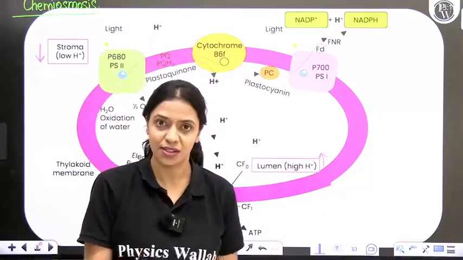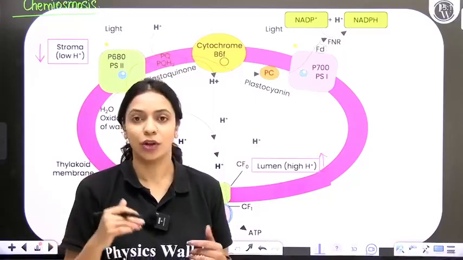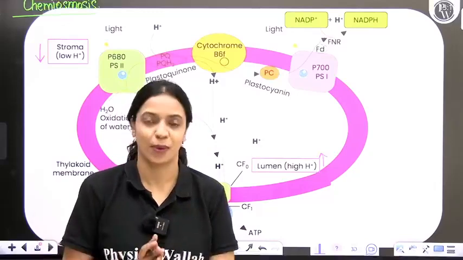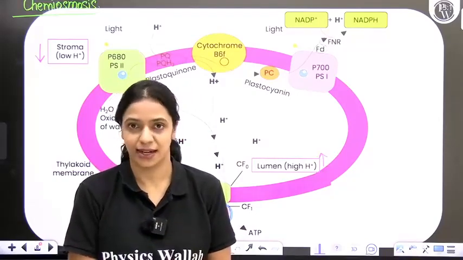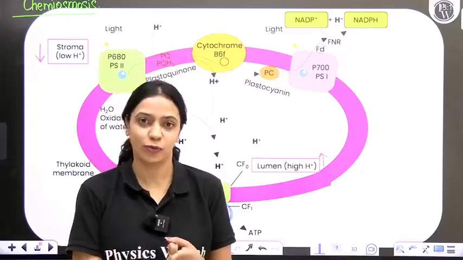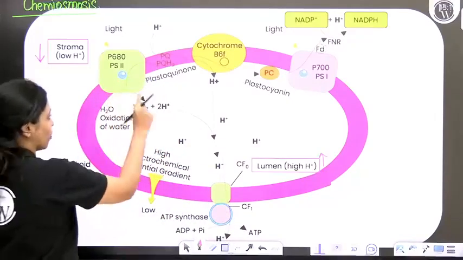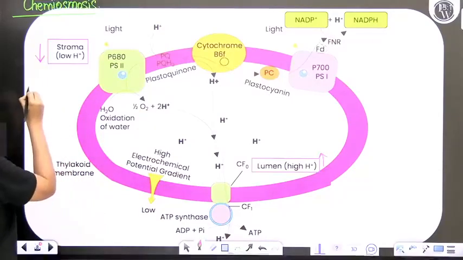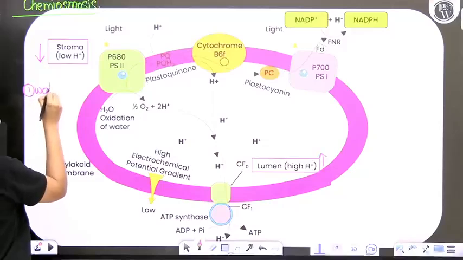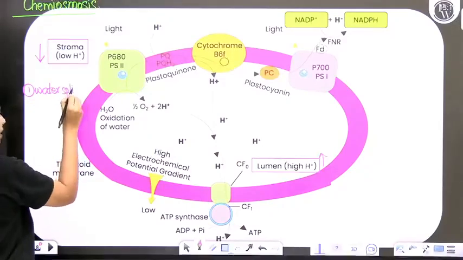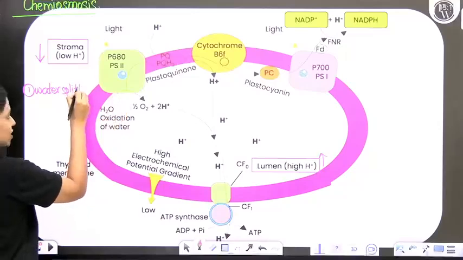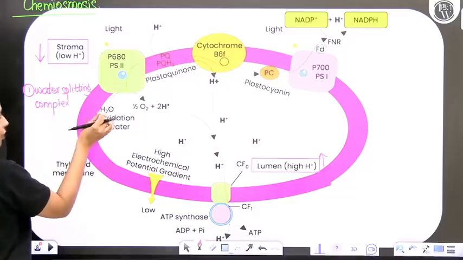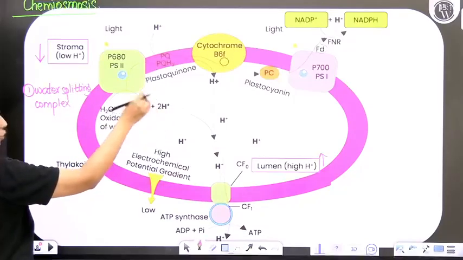What contributes to this gradient of protons that you see across the two sides of the membrane? There are 3 points that we must understand here. Firstly, splitting of water. Splitting of water, or photolysis of water, requires something called a water splitting complex. This will contain manganese and some other things. This water splitting complex itself will help the water molecule to undergo lysis and release oxygen, protons, and electrons.